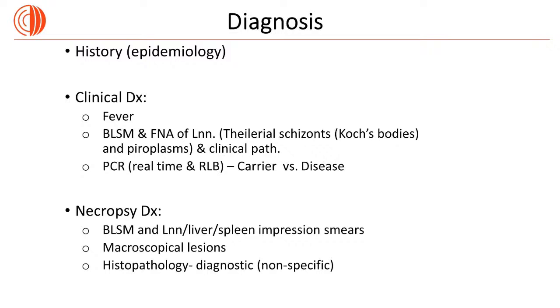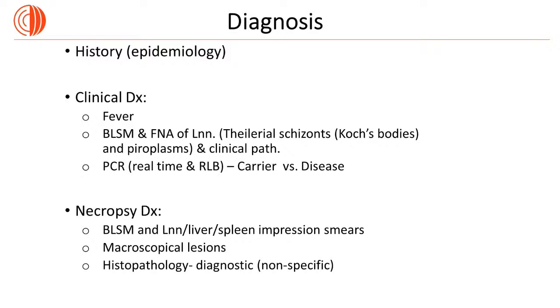And we can only do that really by looking at the pathology of when the animal has died, or the blood smear to show a clinical infection. At post-mortem, the macroscopic lesions are not very specific, but the blood smears, spleen or liver impression smears are diagnostic. And this pathology would also be diagnostic, but again, it will not tell you what species of Theileria is involved.